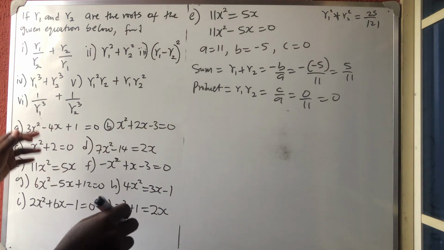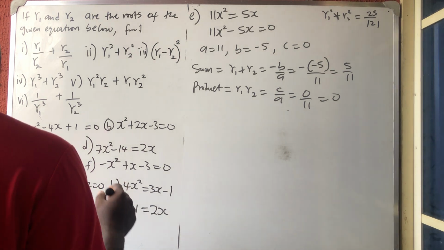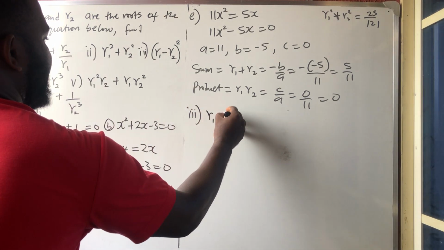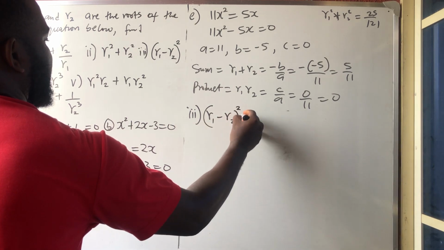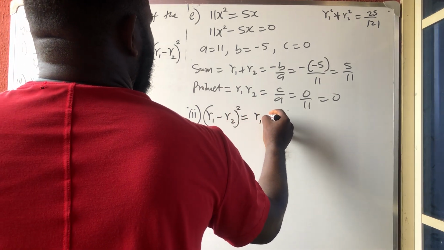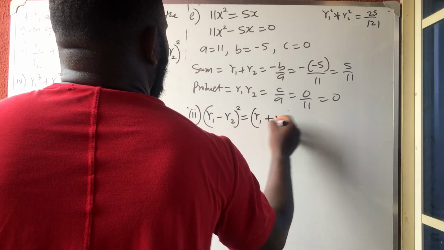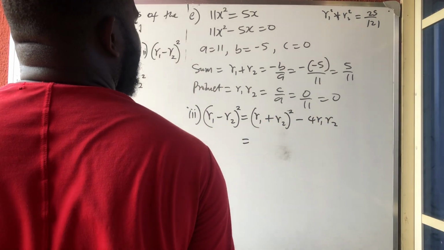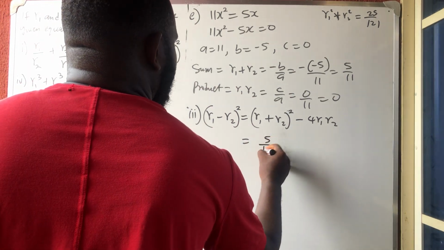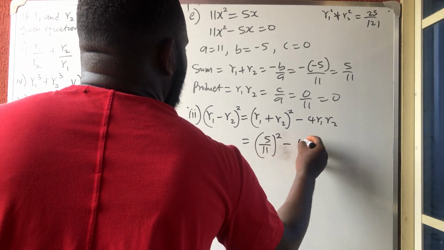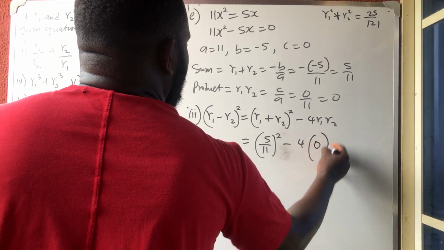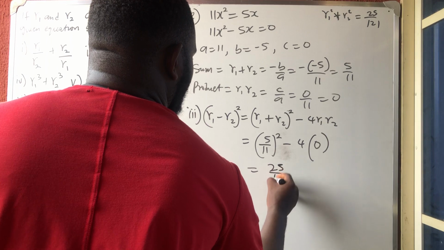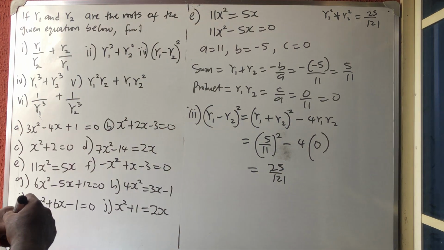So what do we have now? I've solved i. So I said r1 minus r2 all squared, and the formula said r1 plus r2 all squared minus 4 r1 r2. So the formula said 5 over 11 all squared minus 4 into 0, which is the same 25 over 121. Okay, 25 over 121.